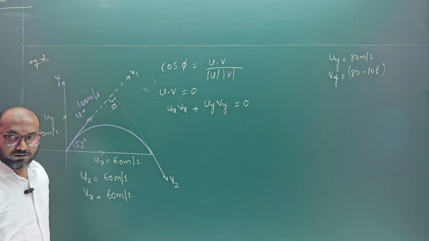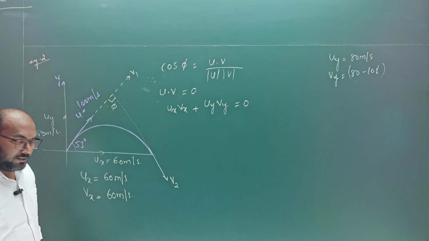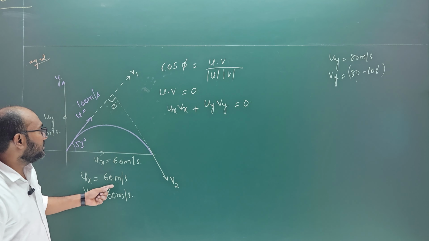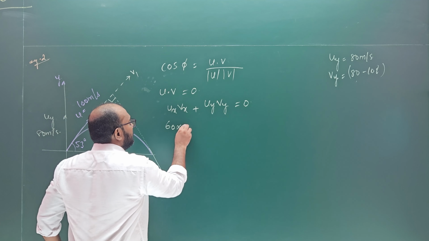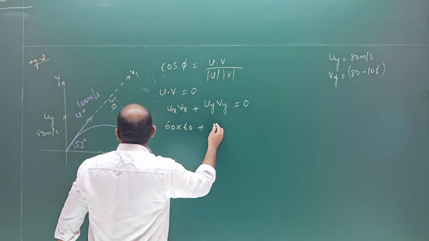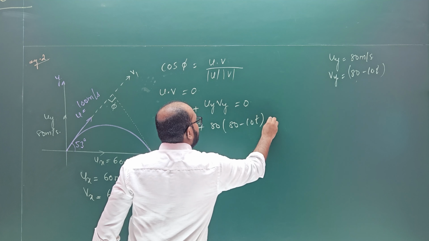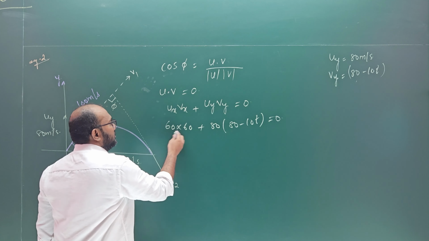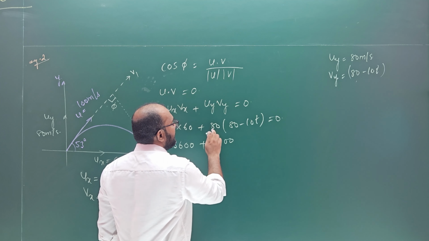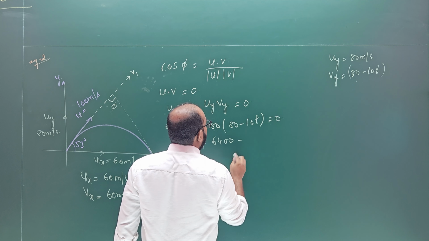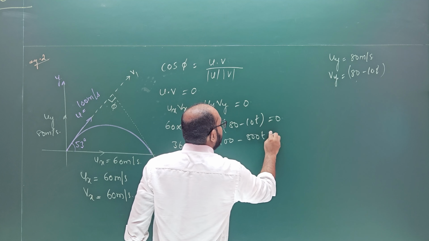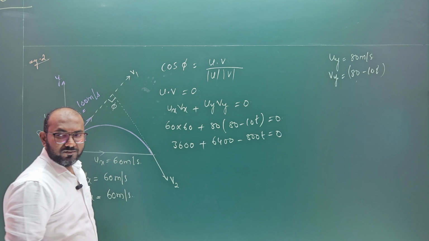0. You studied this in scalars and vectors, right? So ux is 60 and vx is also 60. That means 60 into 60 plus uy, which is 80, into 80 minus 10t, equals 0. Substituting here, 3600 plus 6400 minus 800t equals 0. How many of you got this equation?